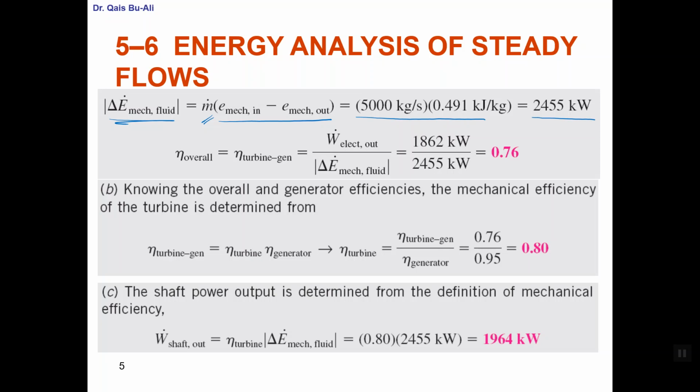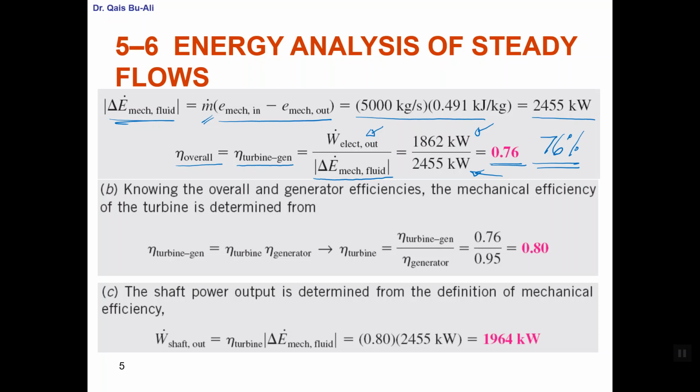And then if I want the overall efficiency, we know that the overall efficiency is equal to the efficiency of the turbine generator. Okay, and as it was defined before, this is equal to W electrical out divided by the magnitude of the change of mechanical energy of the fluid. This was given to us and this was calculated, so we got the overall efficiency to be 0.76, which means 76%. This is the overall efficiency. This is the first part, part A.